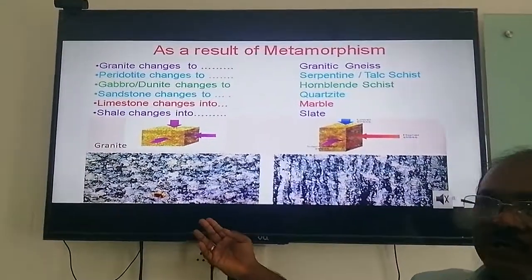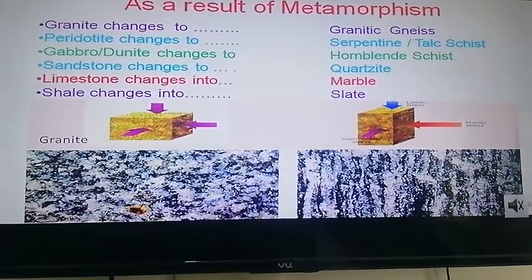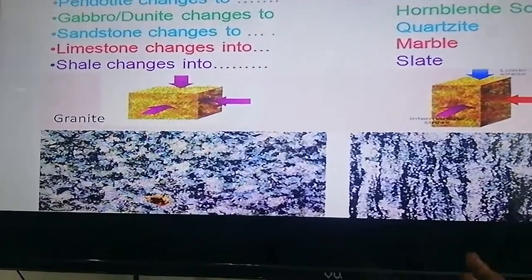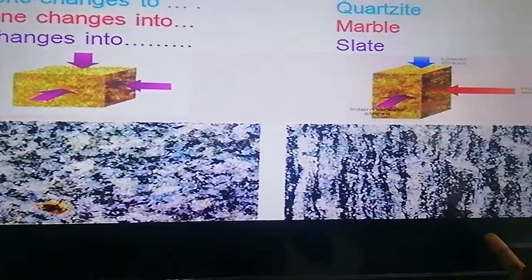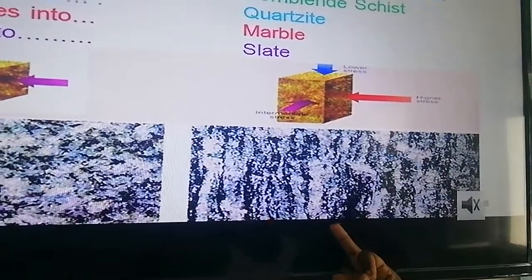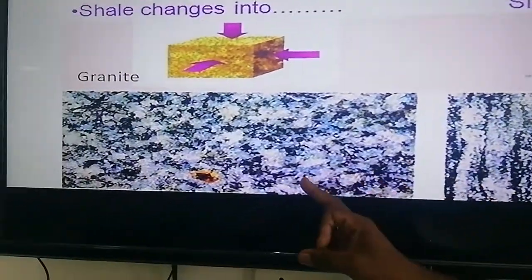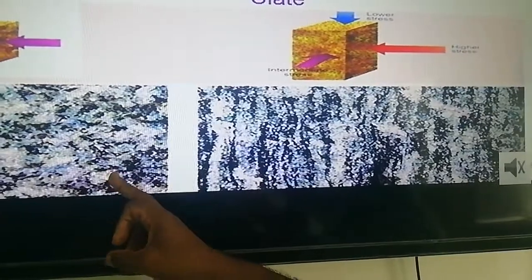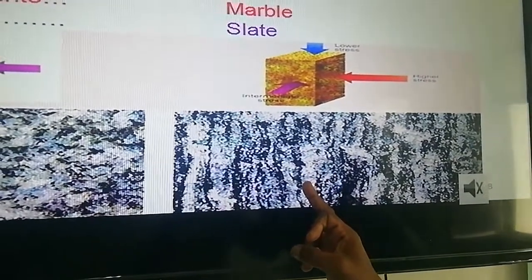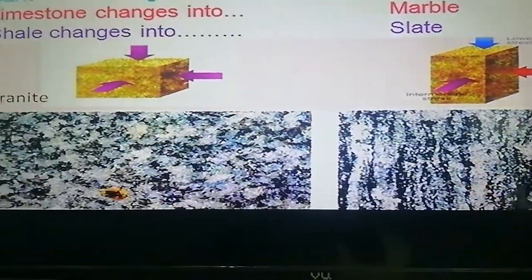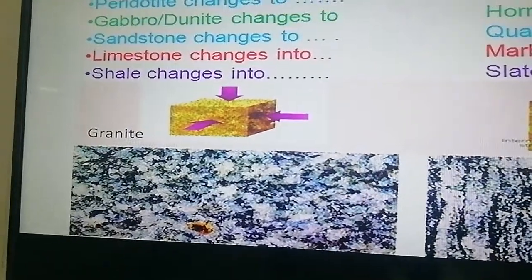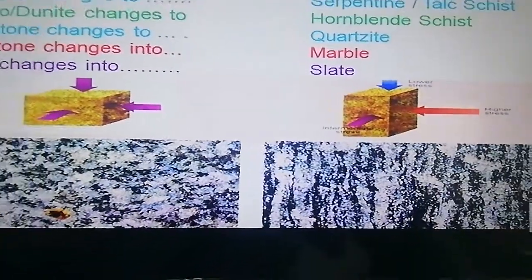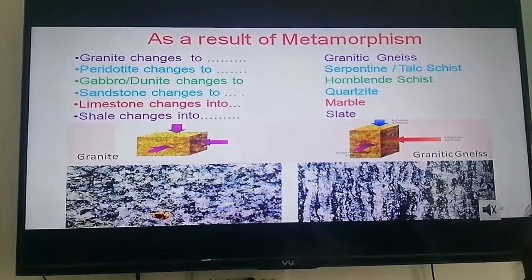See, this is the best example, granite. When it undergoes metamorphism, it is changed into granitic gneiss. There is a lot of difference between these two rocks, granite and granitic gneiss. How the stress is acting is what is shown here. Granitic gneiss.